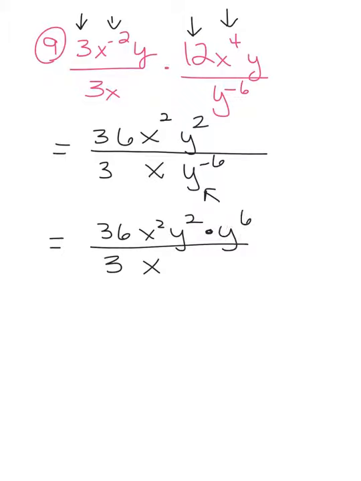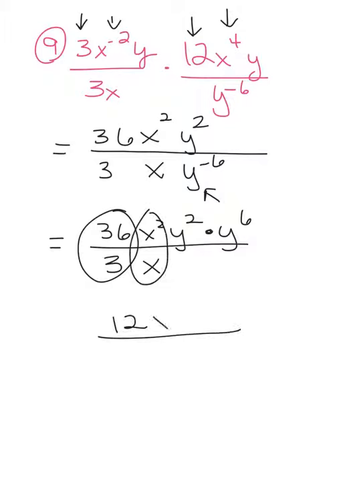Now I can start my cleanup. So I have 36 divided by 3. My numerator gives me 12. X to the 2nd over x gives me x to the 1st. And then y to the 2nd times y to the 6th gives me y to the 8th. So in the end, my final answer is 12x y to the 8th.